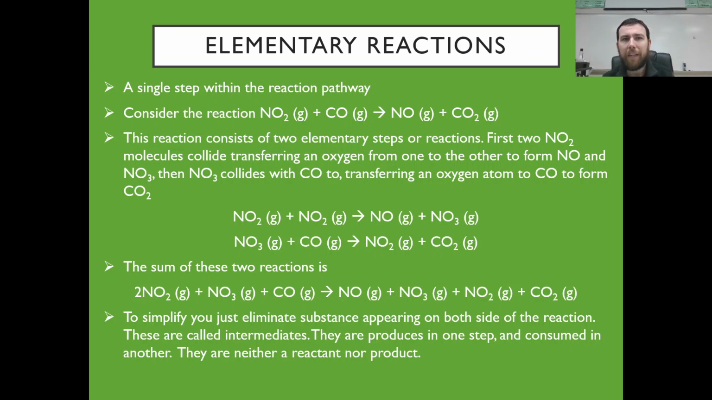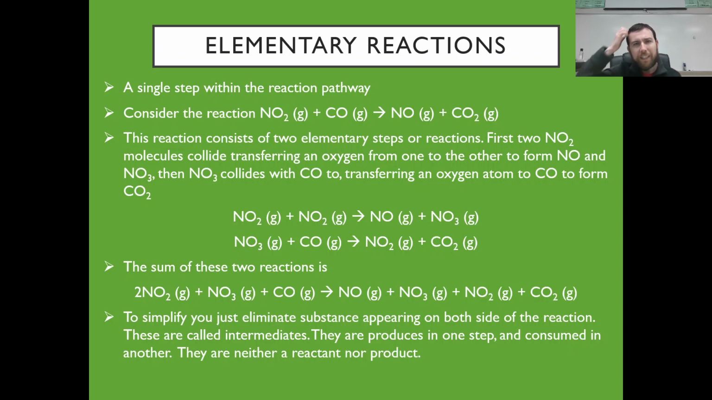Let's say we consider the reaction of nitrogen dioxide plus carbon monoxide reacts to produce nitrogen monoxide and carbon dioxide. So that's the reaction. That's the entire process. That's what we've been looking at up until this time. Well, let's say that we're given a mechanism that's made up of 2 different steps. These products are formed through 2 elementary steps.